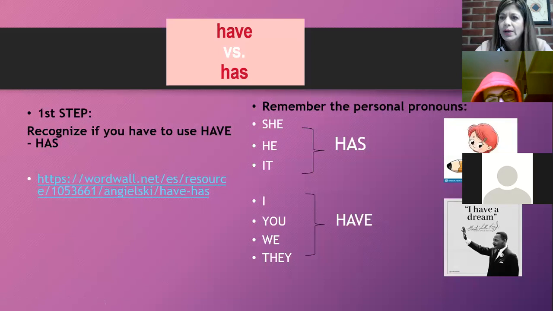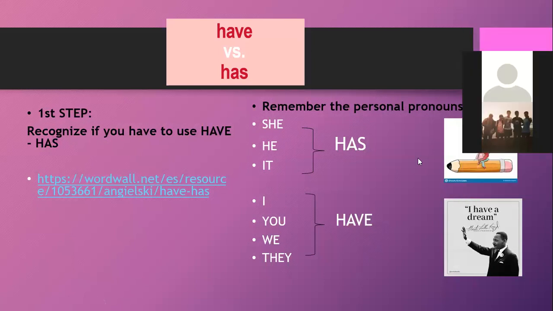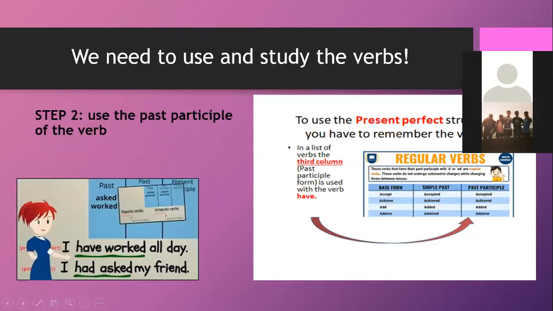Okay, let's continue. Can you see the page, right? Can you see my presentation? Yes, okay. So this was in the last class. I put the same information here. When we use present perfect, we have to remember to use the verbs in past participle. So the first step is differentiate has or have. The second step is to use the past participle of the verb. In other words, my boys, I'm giving you the ingredients to form present perfect, okay?